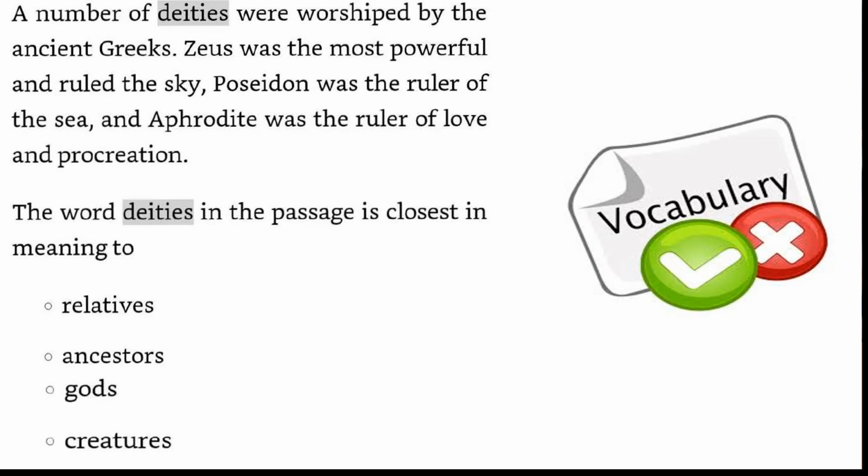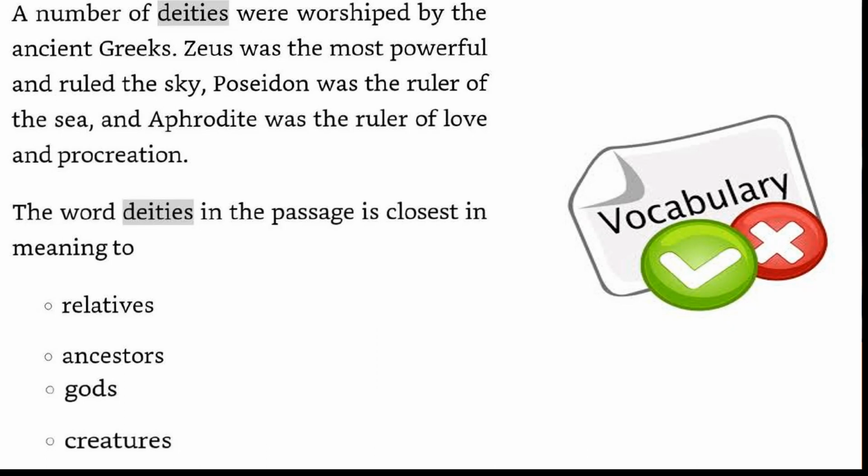A number of deities were worshipped by the ancient Greeks. Zeus was the most powerful and ruled the sky. Poseidon was the ruler of the sea. And Aphrodite was the ruler of love and procreation. So the word deities in the passage is closest in meaning to relatives, ancestors, gods, creatures, and the correct answer is the third answer, gods.